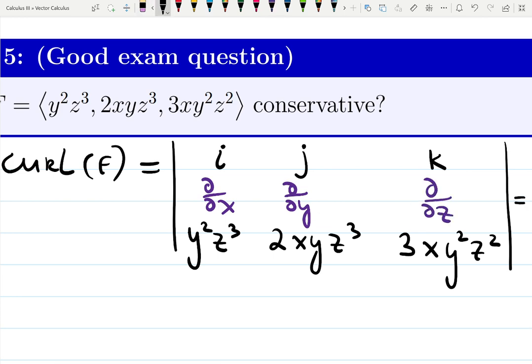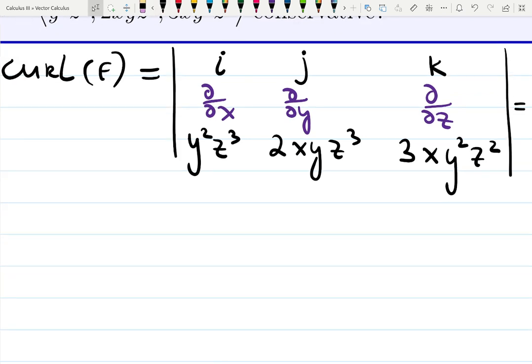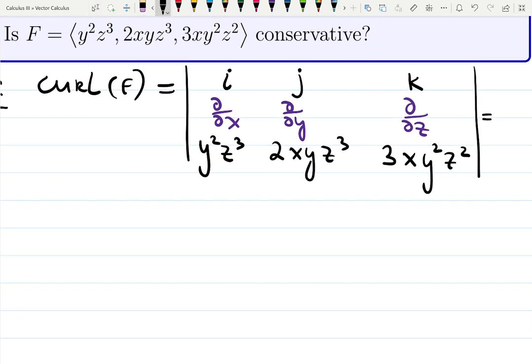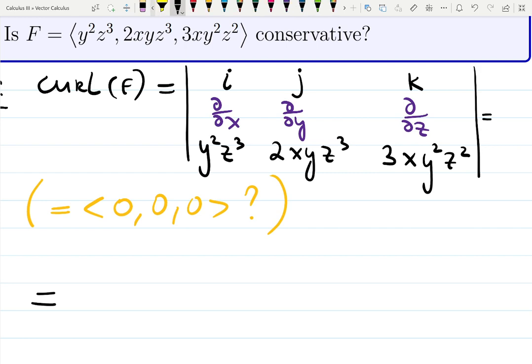Let's do it. We are curious if it gives us 0, 0, 0. That is the idea. Maybe let's write down the goal: is it 0, 0, 0, question mark? That is what we're doing here, right? So let's check. Do you understand how I'm going to be checking this?